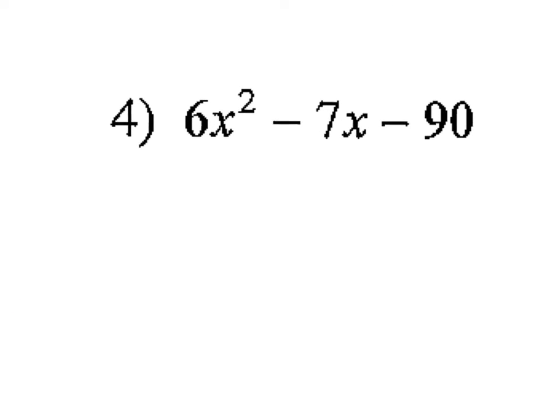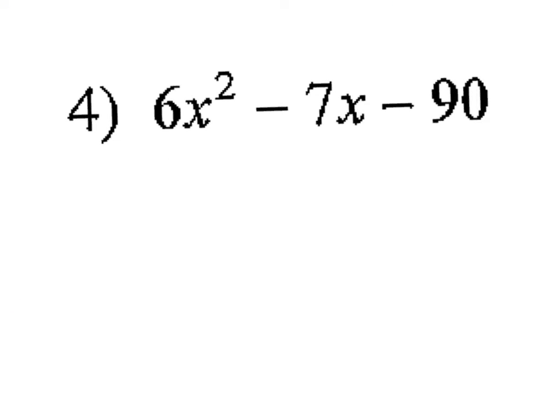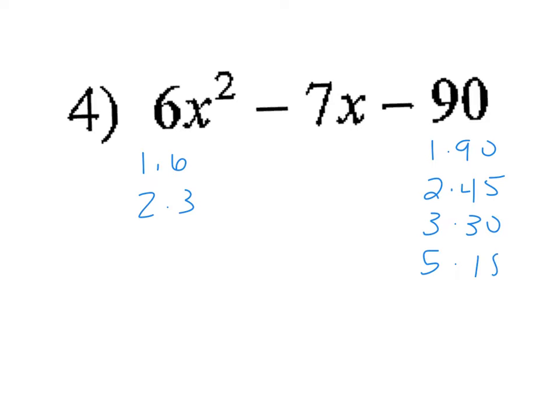Okay, number 4, again, we're going to go ahead and start our list. And yep, 90 is going to be a big one because there's no GCF here. So I've got 1 times 6, 2 times 3. And then on my 90, I've got 1 times 90, 2 times 45, 3 times 30. 4 won't go. Let's see how many 5s go in. 5 times 18.